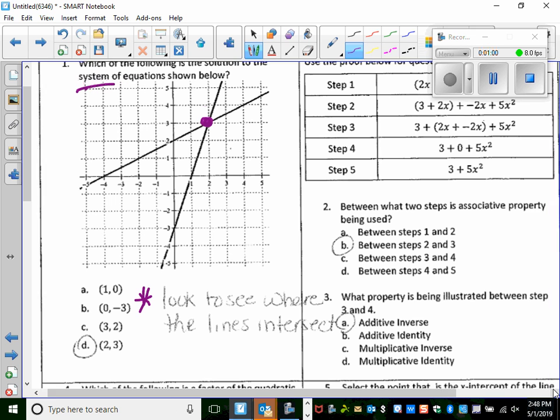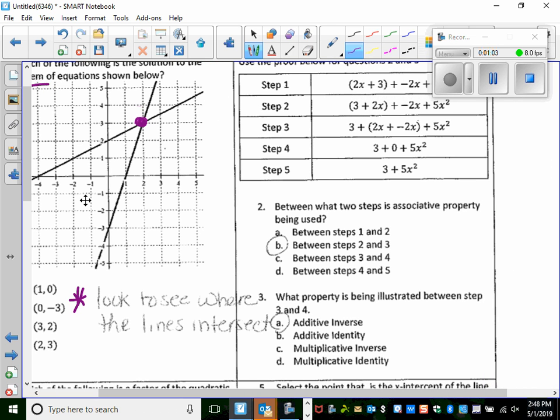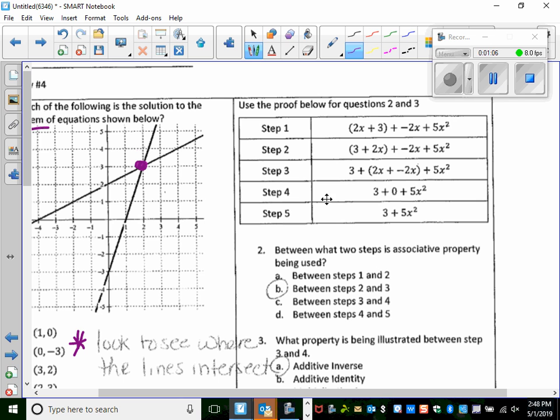Over here, properties is going to be very, very important to know. And here it says between what two steps is the associative property being used? So if you look at this, when you're looking at associative property, the only thing that should move are the parentheses. So the numbers should be in the exact same place, like 3, 2x, plus, negative 2x. Everything should be in the exact same place. The only thing that should shift should be how you group them.